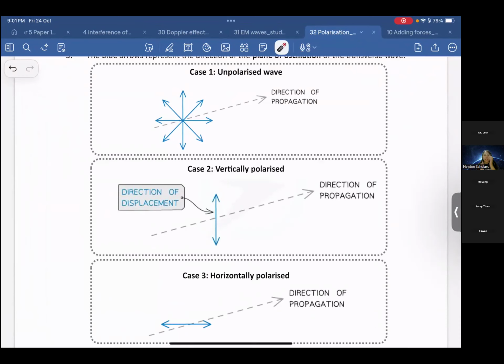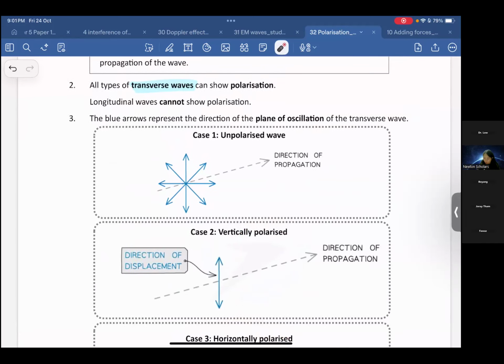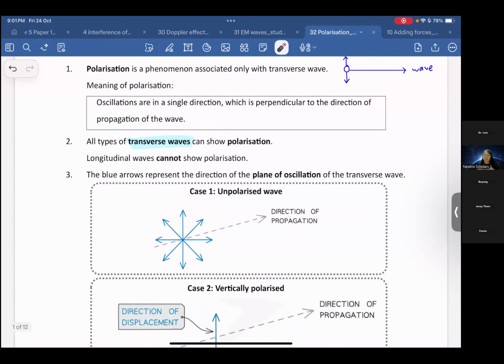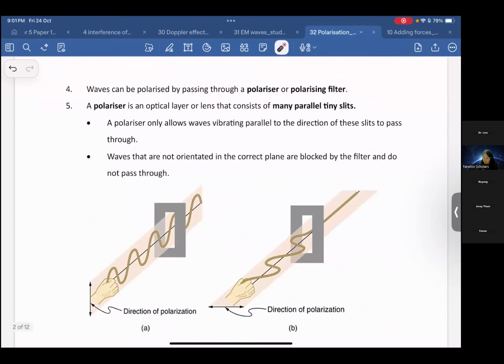After the polarizer, we can determine what direction we want. And at the end, it will only be in a single direction or single plane. Okay, we go to the next page.